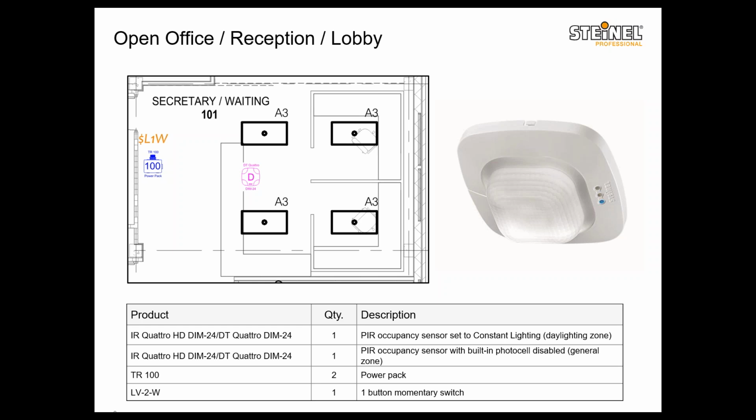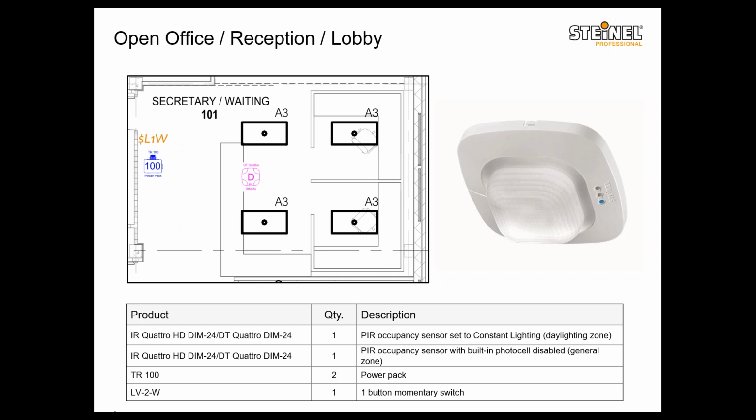You may have an actual open office area that doesn't have any kind of barriers or partitions. So again, you can go with an IR Quattro HD sensor. Or, as you can see in this case, if you have some form of cubicle or some partitions, you have to go with a DT Quattro DIMM to provide you the coverage that you are going to lack depending on just line of sight.